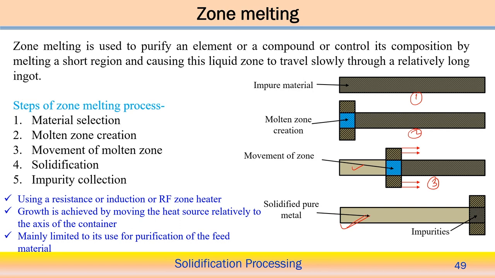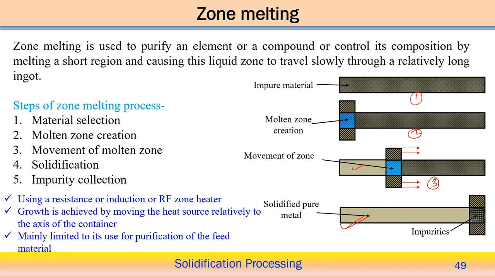Now, what are the different steps of the zone melting process? Since we are melting a selective zone to purify the metal, it is called the zone melting process. First, the material selection of the metal is very important. Whether it will be successful or not depends on what kind of alloy or material is selected, so this is important in the first step.